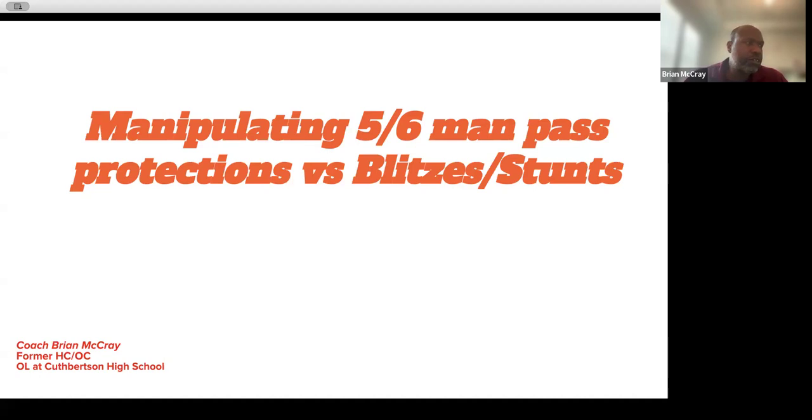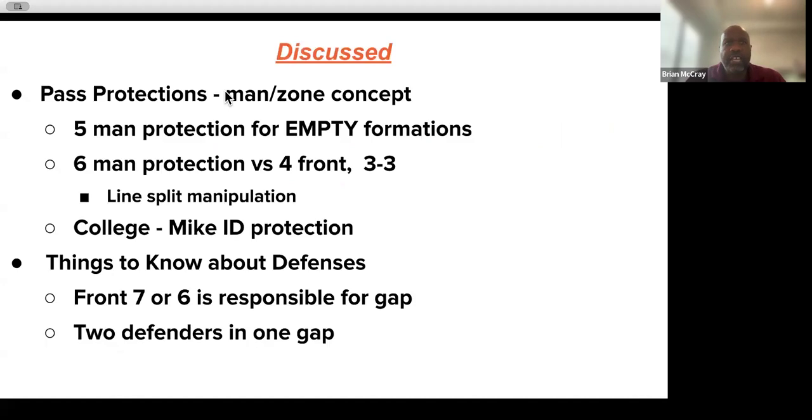So this again, we're going to focus on the offensive line, and I'm going to talk about manipulating the 5 and 6 man pass protections versus the blitzes and stunts you'll see. What I'm going to discuss today is basically the man zone concept exclusively. I'm not going to talk about full slide. I think that's pretty easy, but the man zone concept.